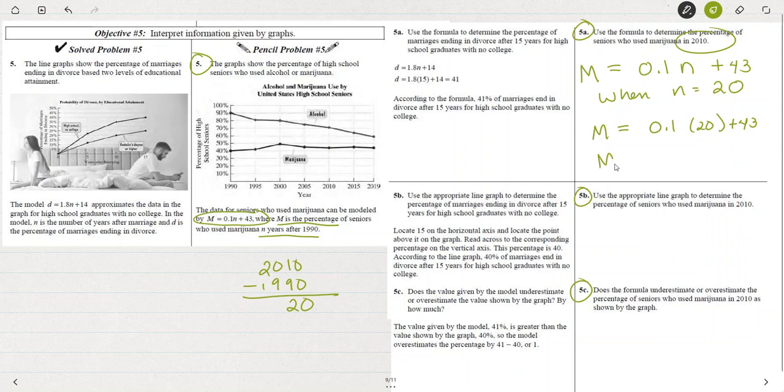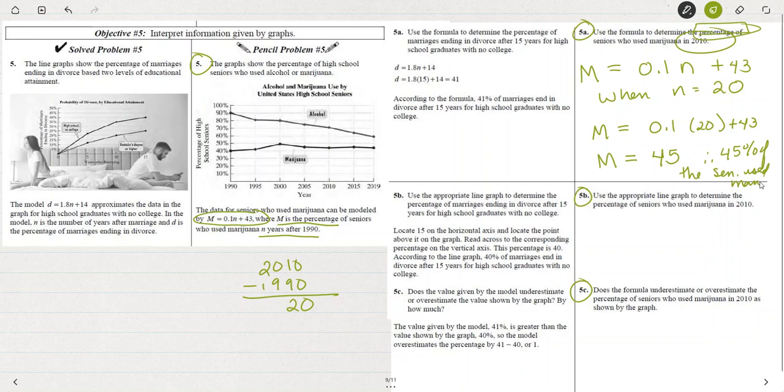Now, feel free to use a calculator if you need, but hopefully you wouldn't need to for this one, because we're just doing 1 times 20 and then taking back 1 decimal place, so that's going to be 2. But we'd get M equals 45, so since it says to determine the percentage of seniors, we can say therefore 45% of the seniors used marijuana in 2010 on average. I hope that doesn't encourage you to try marijuana if you haven't yet.